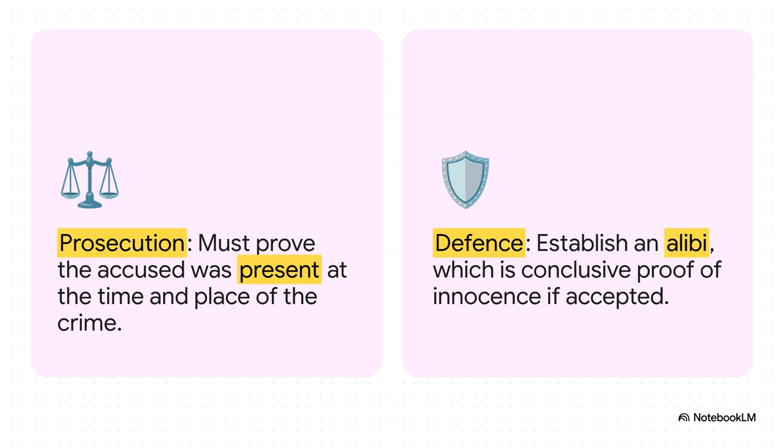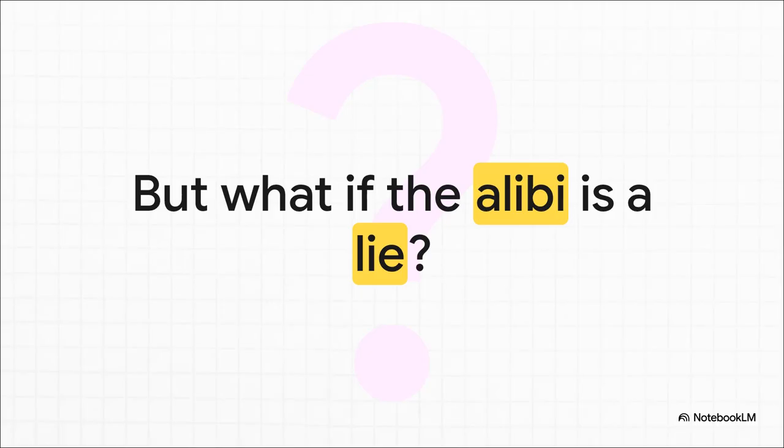But for the defense, you have the ultimate trump card, the alibi. And listen, if you can establish that alibi, if the court buys it, it's game over. An alibi is conclusive proof of innocence. The case is done. But, and this is a huge but for any barrister, what happens when that alibi turns out to be a complete lie?